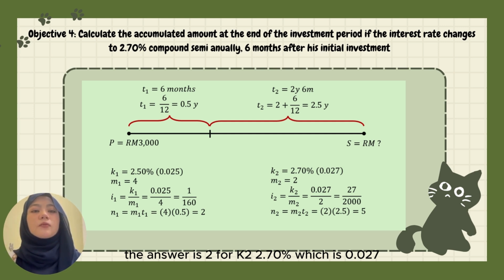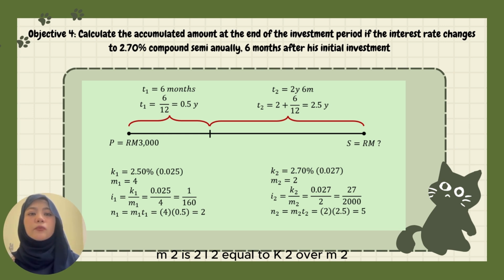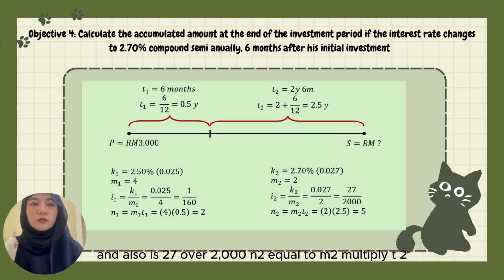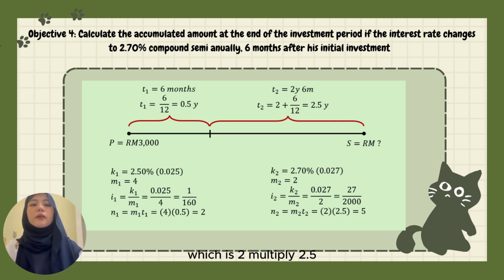For K2, 2.70%, which is 0.027. M2 is 2. I2 equal to K2 over M2, which is 0.027 over 2. And the answer is 27 over 2000. N2 equal to M2 multiply T2, which is 2 multiply 2.5.